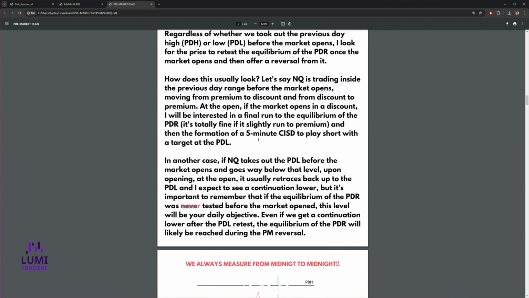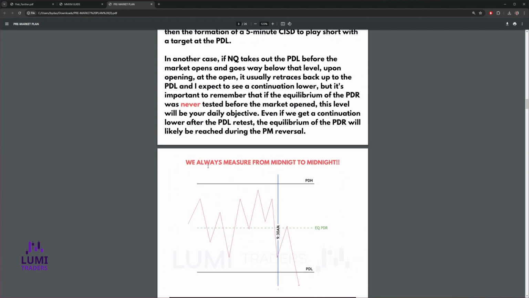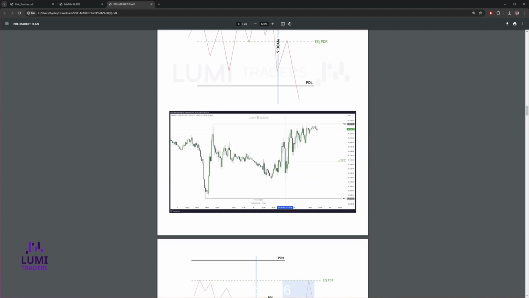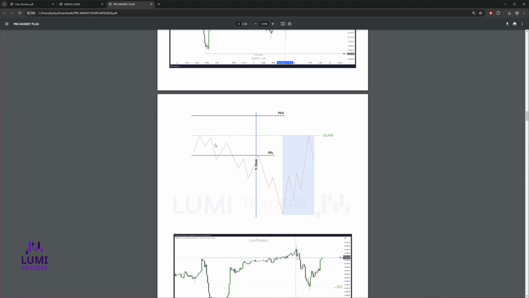Here's another example, the second case that was explained, which was never tested before market open. So let's say we took out previous day low level, and we were trading below equilibrium of previous day range all the time before market open. At the open, we may anticipate a retest of previous day low level, but most of the time price will simply continue going down. But let's say it retested previous day low level, and this blue box is PM reversal. This means from 11:30 to 3:50, I anticipate to see a reversal where my target will be equilibrium of previous day range.